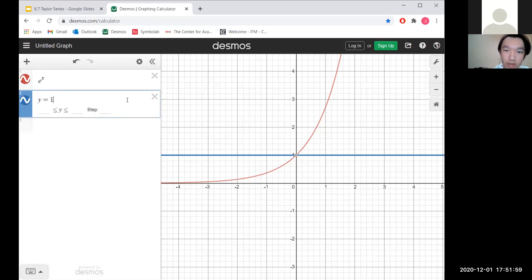And then you're like, well, okay, that's fine, but that's nowhere close to e to the x. In fact, they look totally different. So then what you do is you say, okay, well, since giving it the same y value is not enough, let's give it the same first derivative.